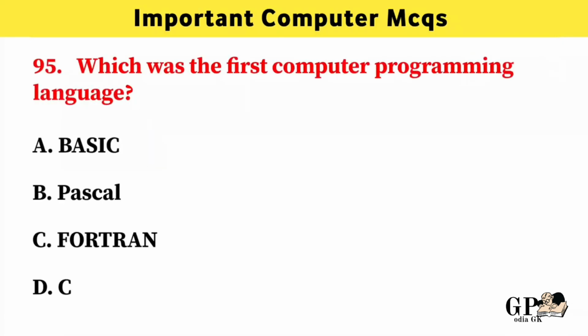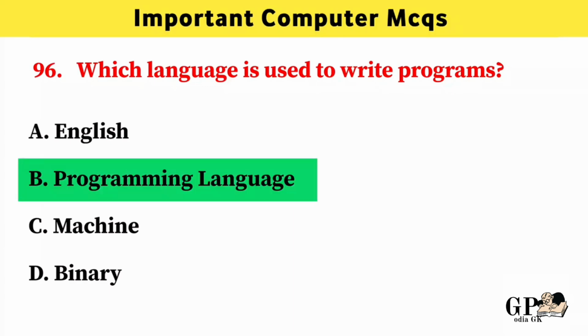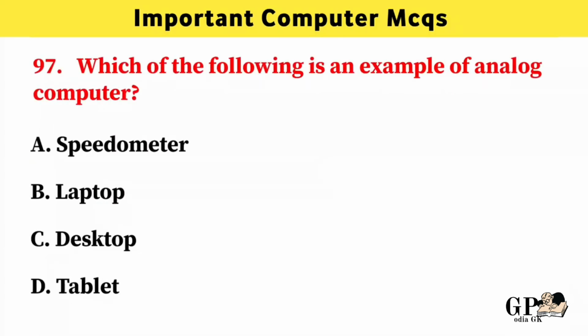Which was the first computer programming language? The correct answer is Fortran. Which language is used to write programs? The correct answer is programming language. Which of the following is an example of analog computer? The correct answer is speedometer.